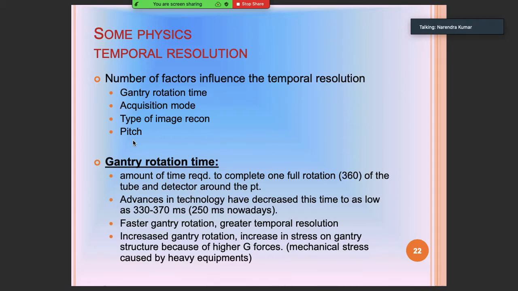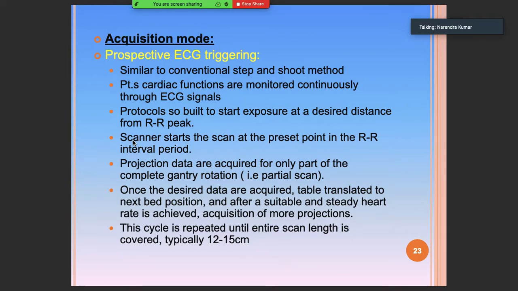Nowadays, it can be done in like 1/3 of a second, or even 1/4 of a second. So it goes so quickly. So in 1 second, it takes almost 3 to 4 turns around the patient. And yes, the faster the gantry rotation, the higher the temporal resolution as well. And that's why there will be an increase in stress on the gantry structure because of the higher G-force. So the strength of the equipment is also very important. The safety issues should also be addressed for that.